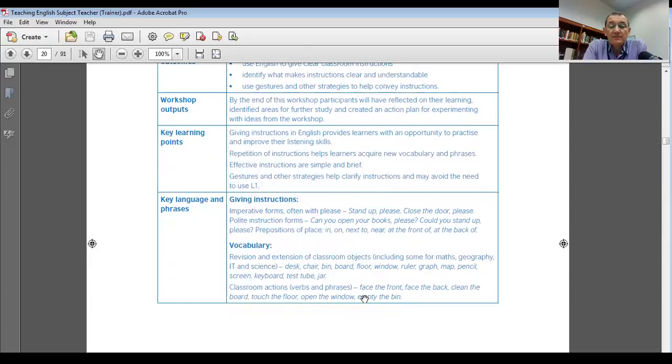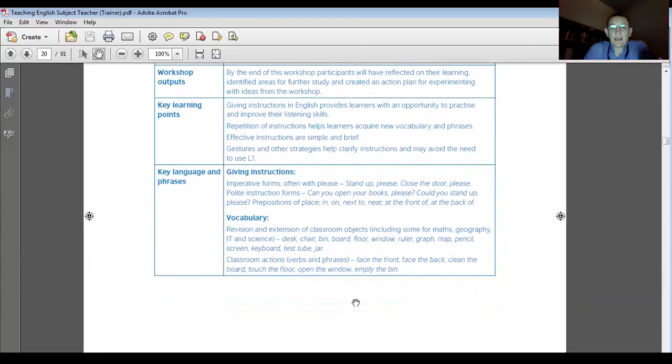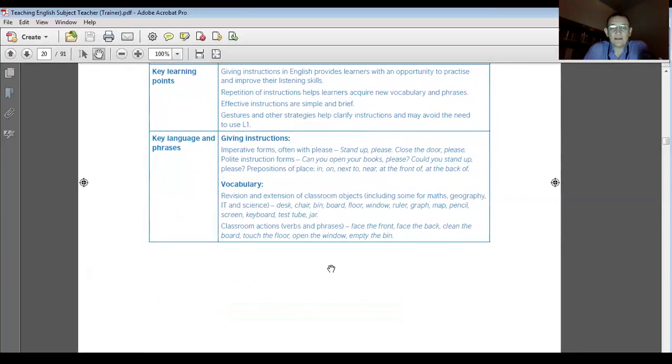You will also practice prepositions of place: in, on, next to, near, at, etc. And you will revise some classroom objects and also extend their knowledge of their classroom objects. So a lot of them will be familiar: desk, chair, bin, board. Others less so. So test tube is specifically for science teachers. Keyboard, screen, obviously talking about computers there.